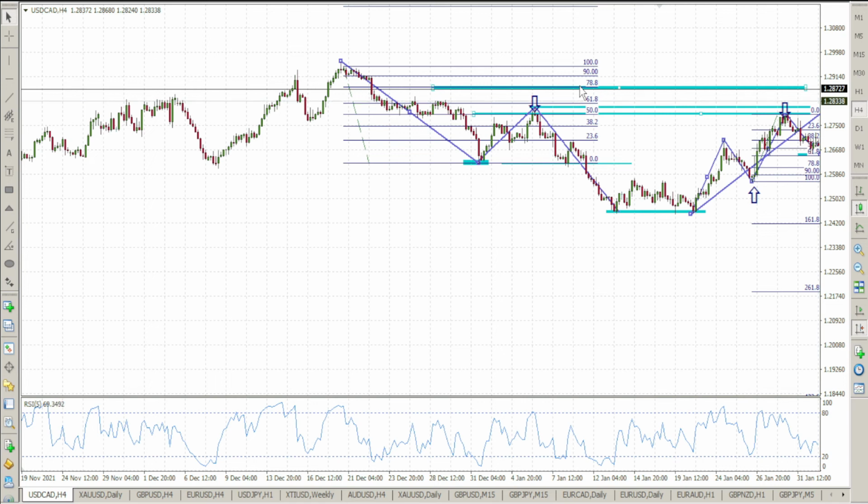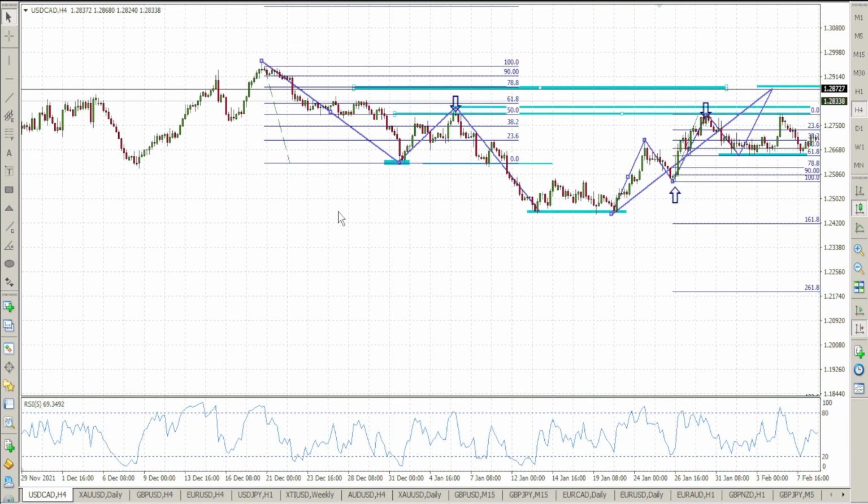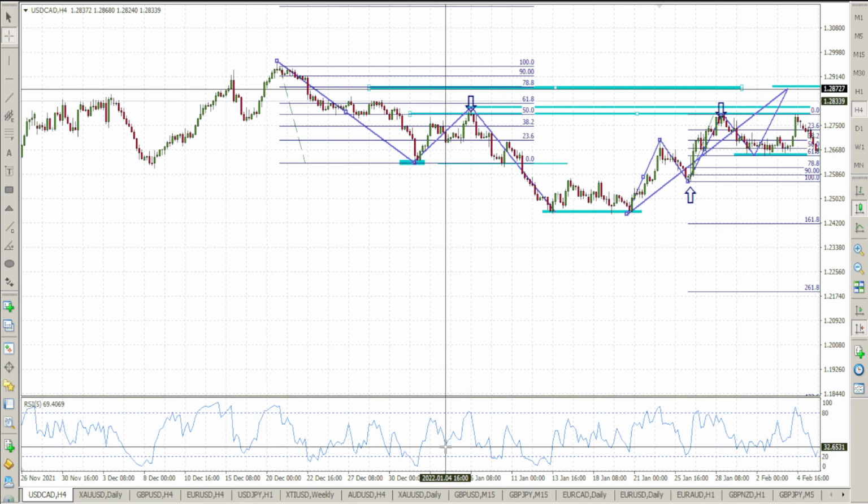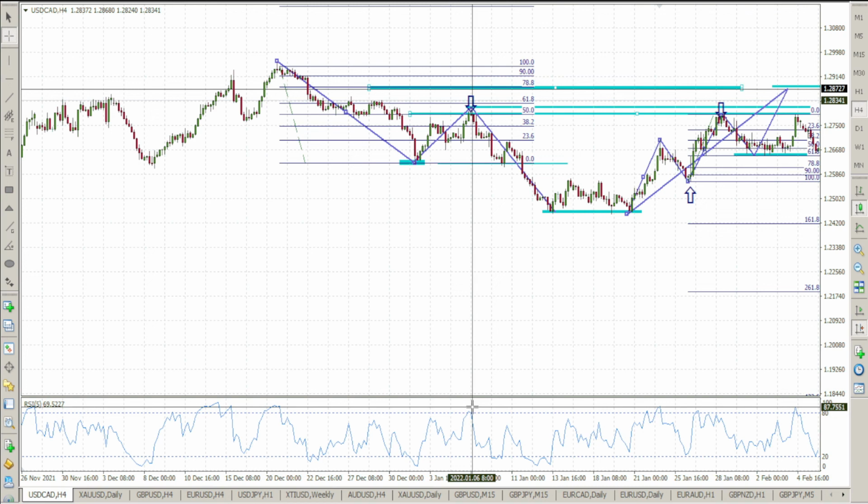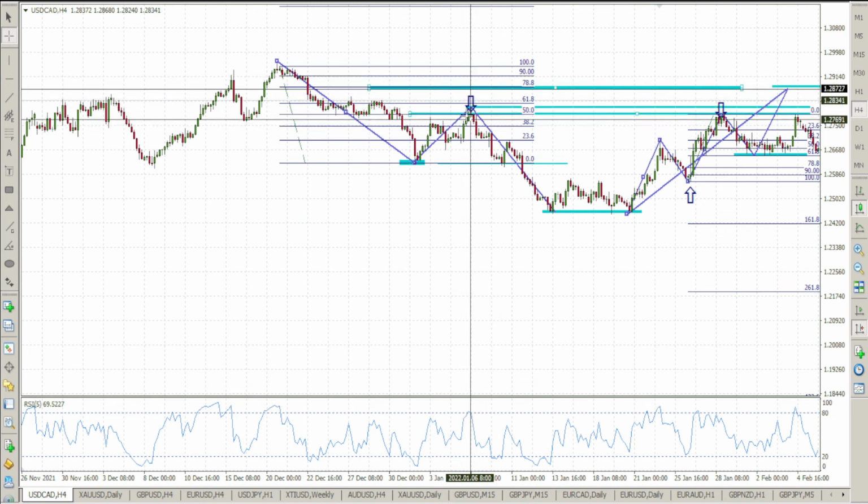More education on the Fibonacci and ABCD pattern along with the trends and some other technical tools, right? And one more thing I was about to forget is when you get an RSI overbought near a Fibonacci zone, that will give you a nice trade entry.